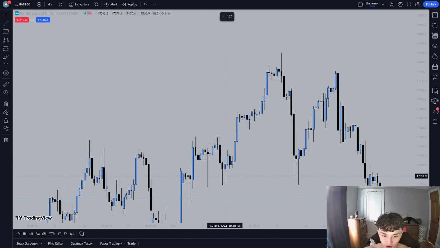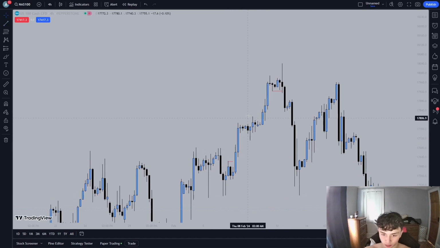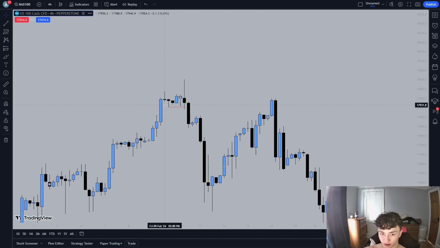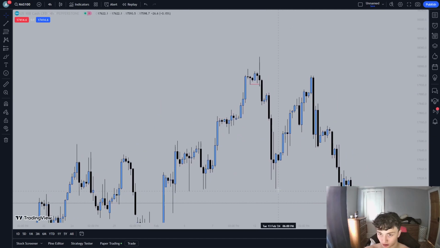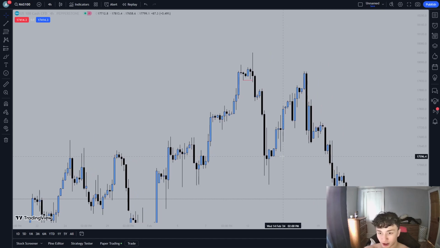Uptrend, consolidation, comes down. How are we gonna know it goes back up? Boom, break of structure, comes back up, right? Boom. How do we know this is going down? Creates a low, closes under it, breaks structure to the downside. I mean, that's just clear.